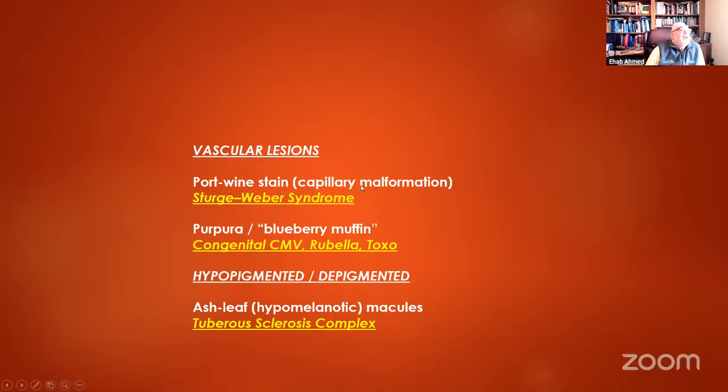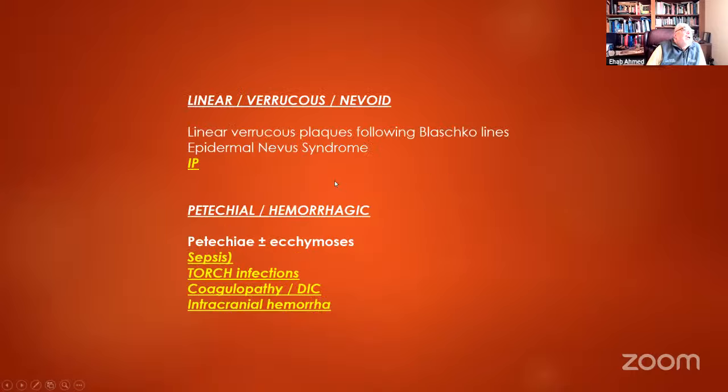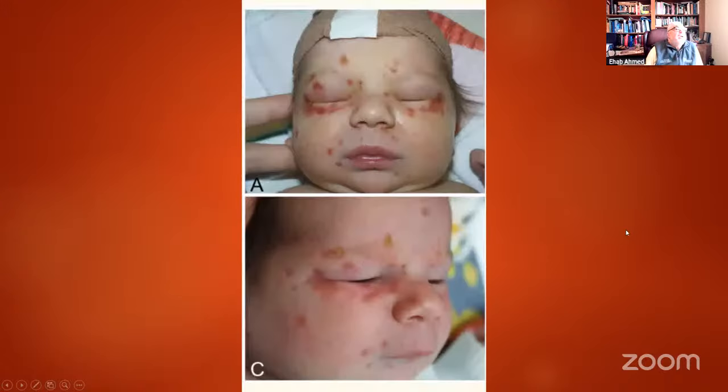Could be capillary malformation, which is the port wine stain, Sturge-Weber. Or it could be hypopigmentation, like in TS. It could be petechiae and hemorrhages, as we mentioned. Here are some pictures, which will help you.